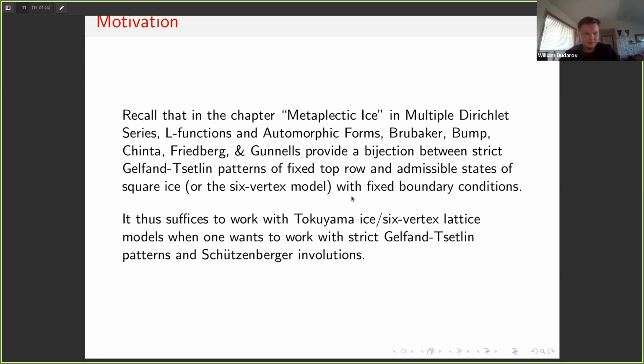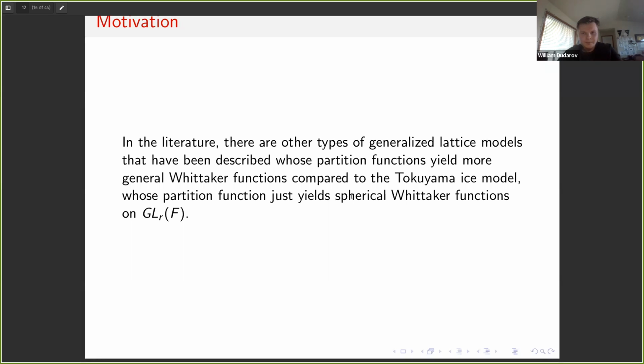So you can maybe define a Schützenbergian evolution on Tokuyama ice. But in the literature, there are a lot of other very cool generalized lattice models that have been described. Tokuyama ice is interesting because its partition function yields spherical Whittaker functions over GL_r.